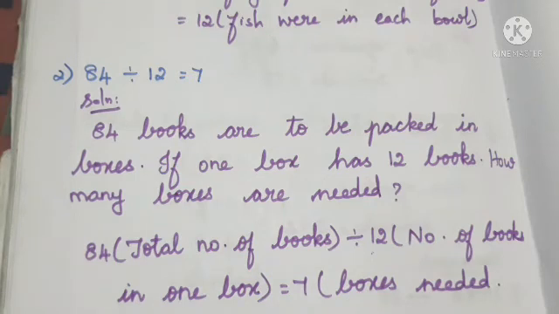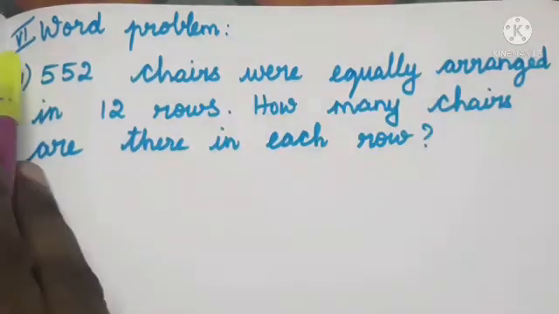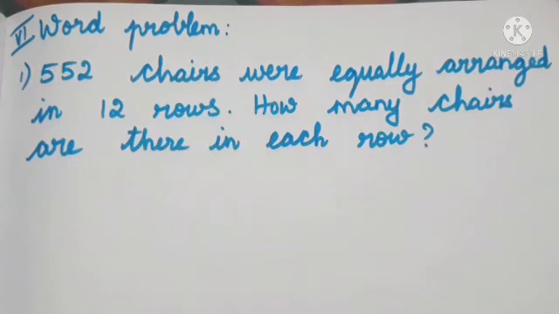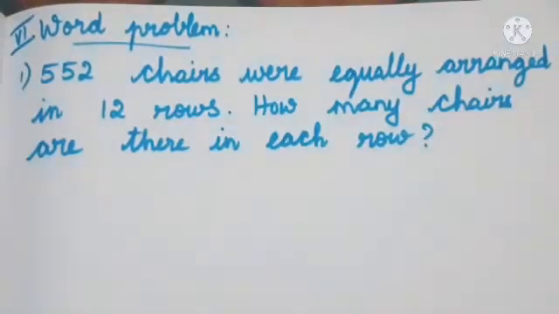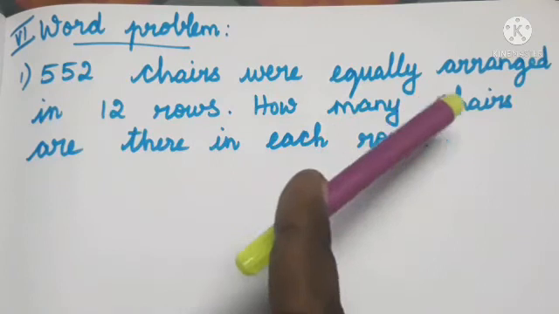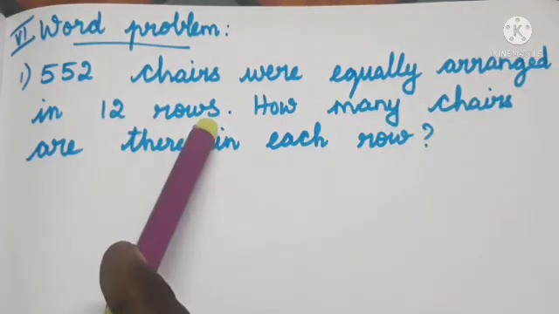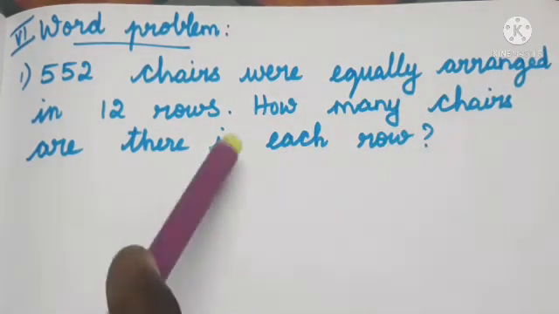Have you understood this? Next we can move on to the next Roman number. Next Roman number 6, we have the word problem. So here, what's the first question? 552 chairs are equally arranged in 12 rows. How many chairs are there in each row?